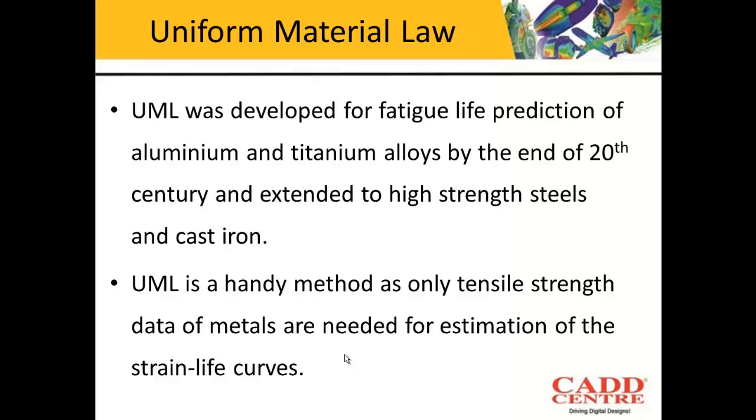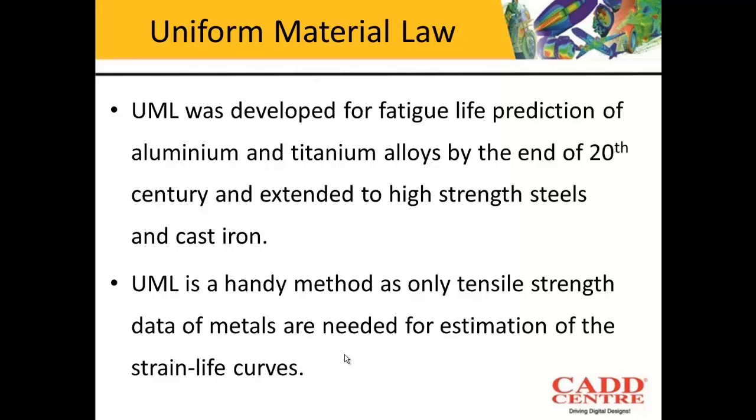The UML method was developed by the end of the 20th century to determine the fatigue life of aluminium and titanium alloys. Later, this method was also extended to other high strength steels and cast iron. It was very easy and user friendly because it required only the tensile strength data of materials, so it was a handy method. But there was a drawback: it could only be used for high strength steels.